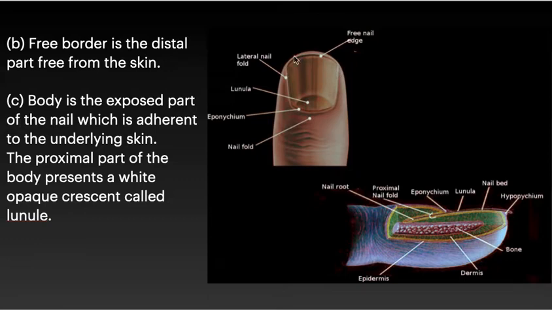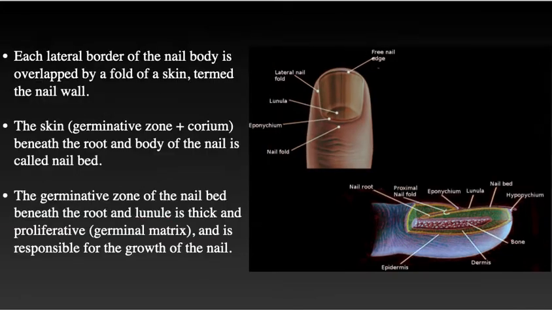Free edge is the distal free part of the nail. The body is the exposed part of the nail which is adherent to the underlying skin. The proximal part of the body presents a white opaque crescent called the lunule. Now each lateral border of the nail body is overlapped by a fold of skin termed the nail wall.